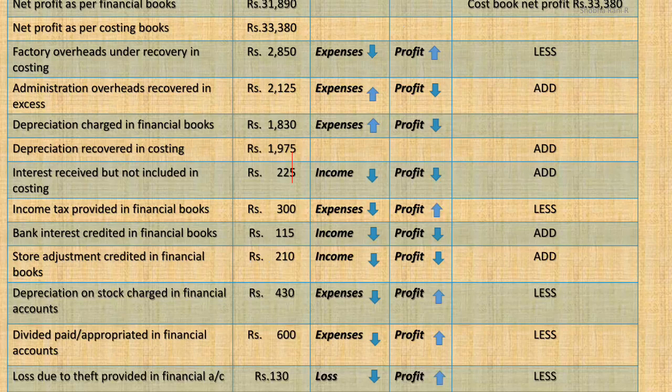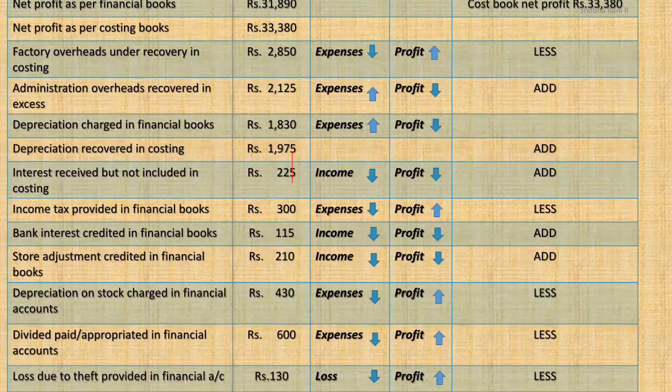The third item given here is the depreciation. Depreciation in cost accounts is given rupees 1,975 and that in the financial account is given rupees 1,830. This has the effect of reducing profit by rupees 145 as compared to financial profit. Then in order to reconcile, rupees 145 will be added to costing profit. In other words, expenses increase, the profit decreases, then it has to be added to the costing book net profit.